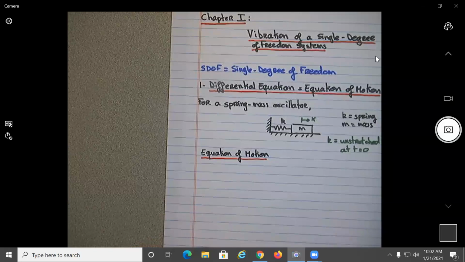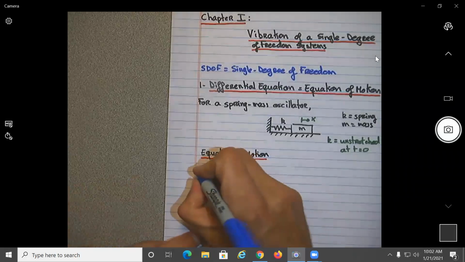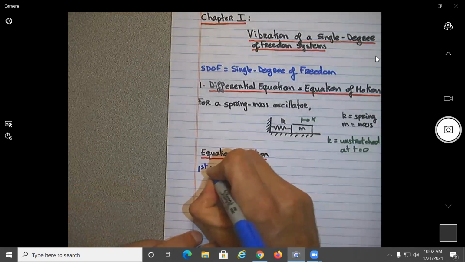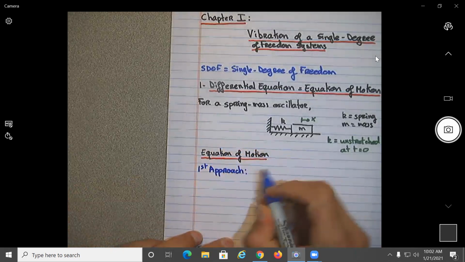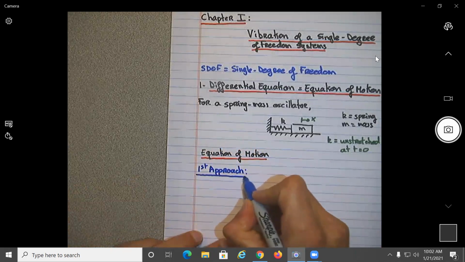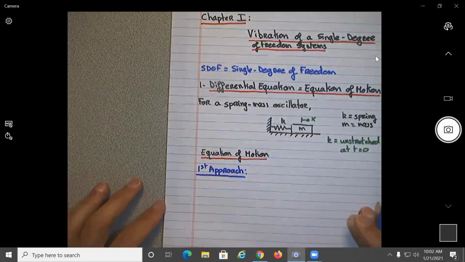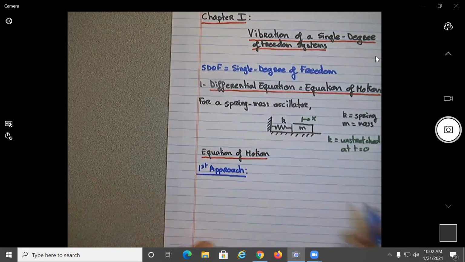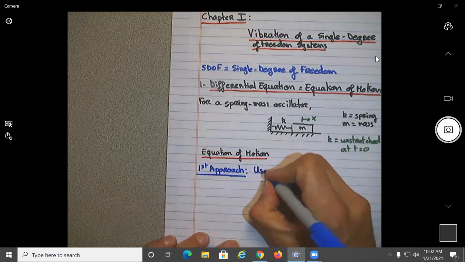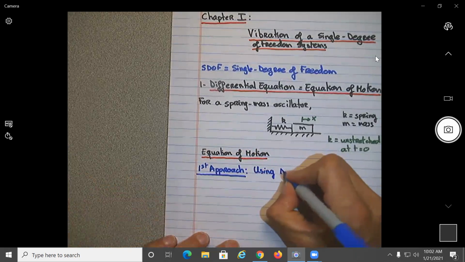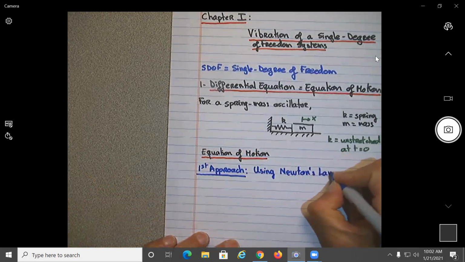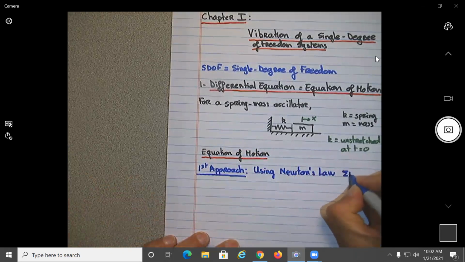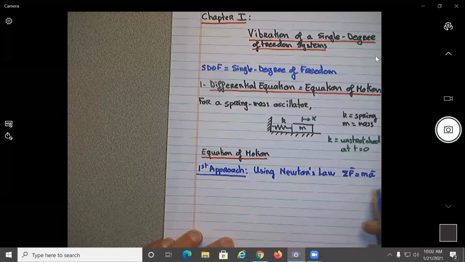Okay, so we're going to do it in 2 different ways. So first approach, which is the one you know, and personally I think it's the best because it has no assumptions and you get all the information. It's basically using Newton's law. So the sum of forces equals ma.